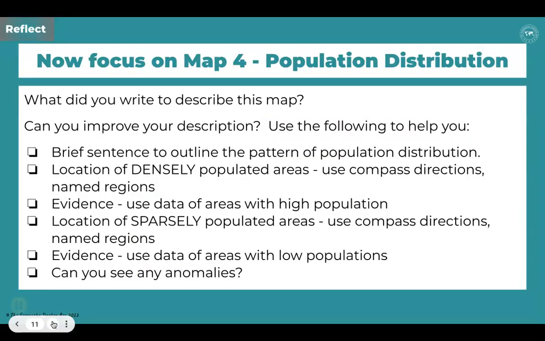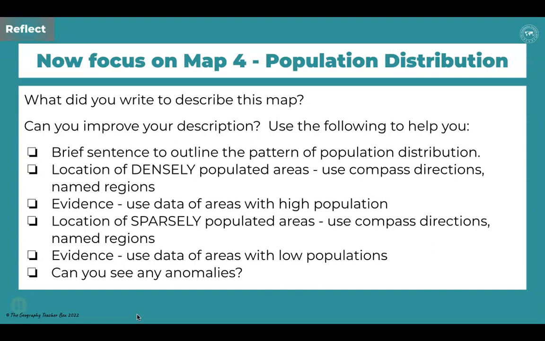So have a look at this slide now. What did you actually write in your description? Perhaps you could look at these bullet points to see if you can improve it. Have you started with a brief sentence that outlines the pattern of population distribution? Have you said which areas are densely populated, named the regions, and used your compass points? Have you actually given the data? In other words, have you used evidence to show how high the population is there?